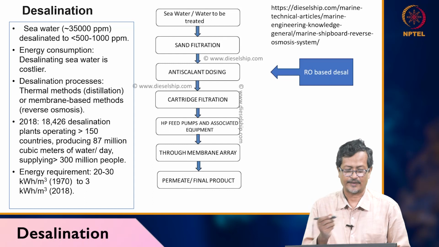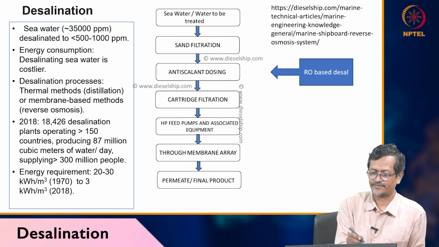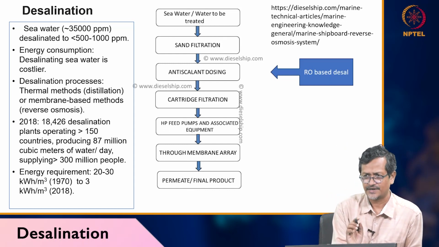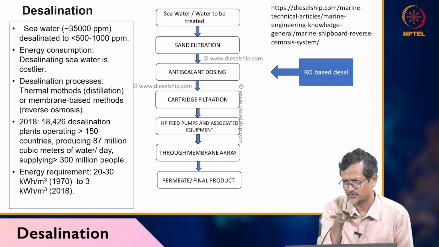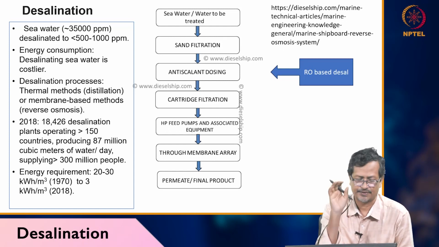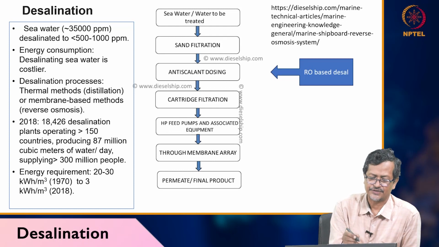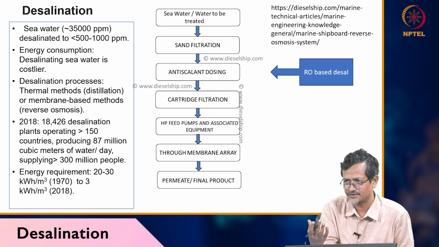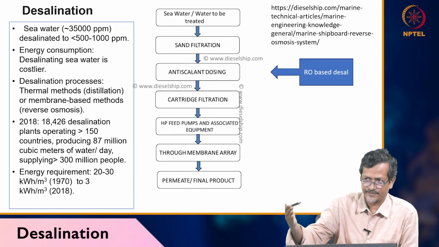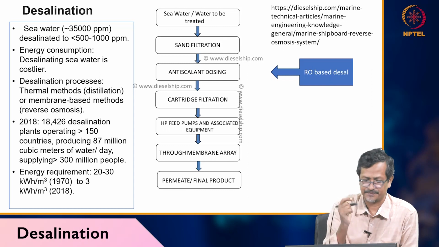So salt water is about 35,000 ppm, within the 35,000 to 36,000 range. But normally sea water or river water will have 1,000, 1,500, that much, or maybe less also. With groundwater, the salt concentration will be much lower also. Energy consumption will be very high if you are desalinating sea water, because a larger amount of salt is there, so it will take more energy to reduce 35,000 to 500, 600 ppm.